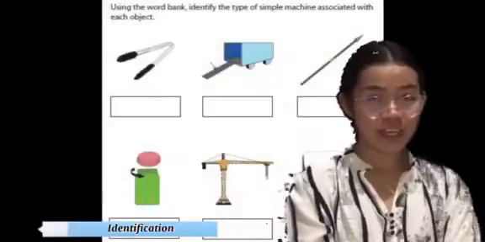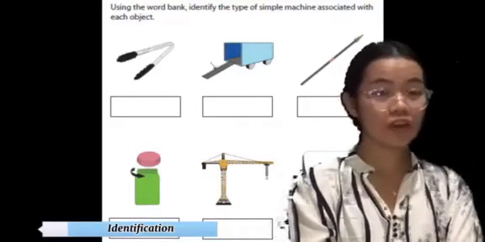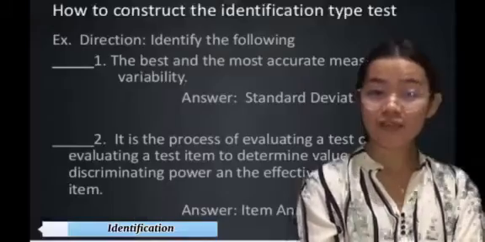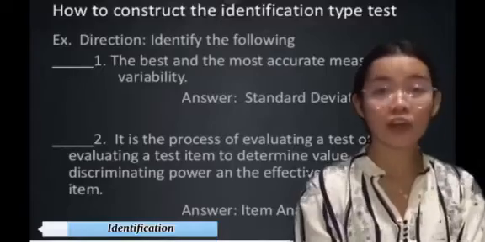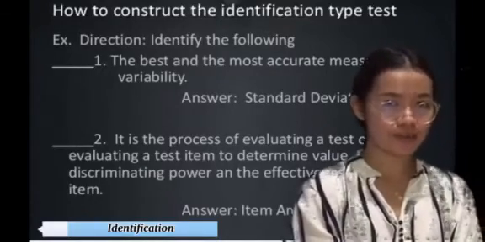Identification. It is defined, described, explained, or indicated by a picture, diagram, or a concrete object, and the term referred to is supplied by the student. The significance of this is it helps the students' critical thinking skills to develop through analyzing each question item.